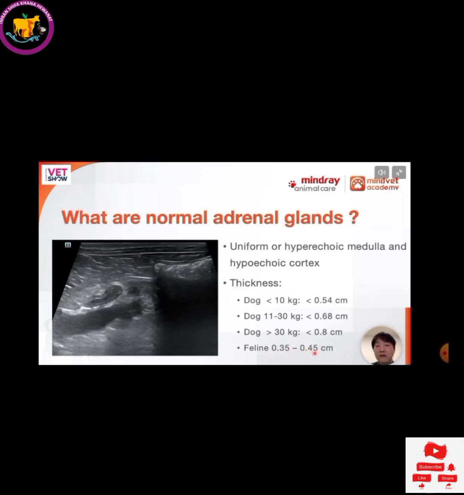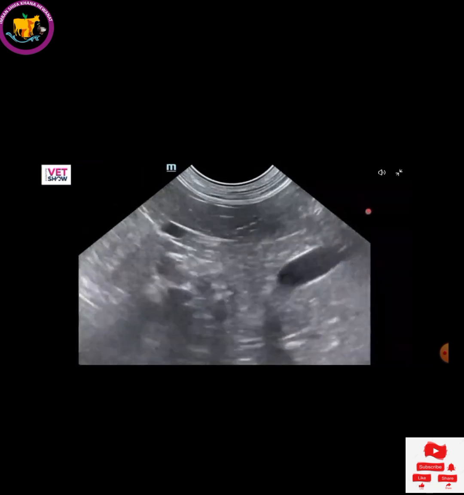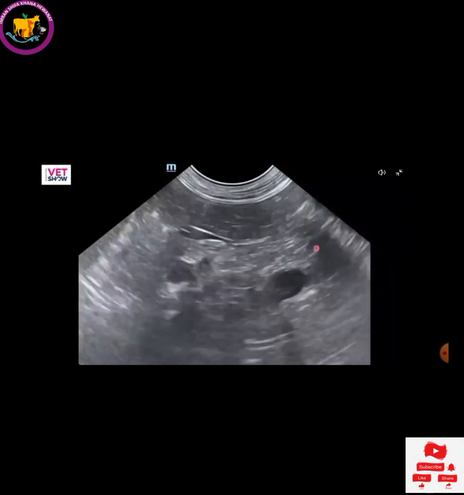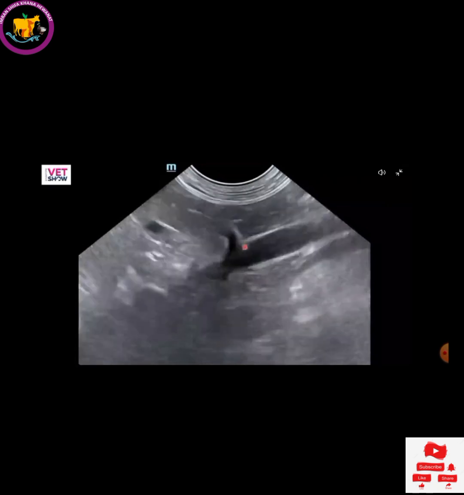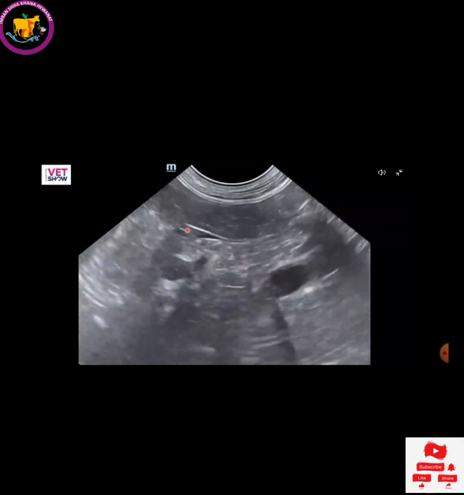This video shows the normal left adrenal gland in a dog. Here is the aorta. Follow the aorta to the renal artery. Here is the renal artery. It appears as a hook shape, and this is the left adrenal gland.